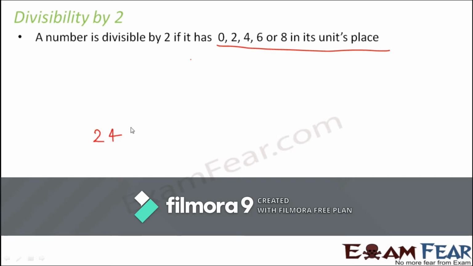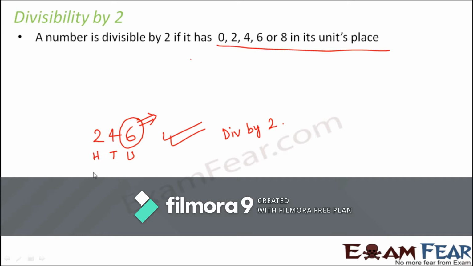For example, let's say we have a number 246. Now I ask you, is 246 divisible by 2? To give me an answer, you do not really need to bother about 2 and 4. The only digit you need to bother about is 6, because 6 is present at the units place. 4 is present at the tens place, 2 is present at the hundreds place. So we are only bothered about 6. Now 6 is present in the units place, so as per the rule, this is divisible by 2.